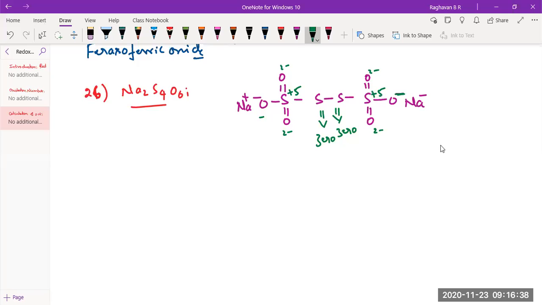Is that okay? So therefore, 2 sulfur atoms have 0 oxidation state, and the remaining 2 sulfur have plus 5 oxidation state. So these 2 sulfur are bound to oxygen.